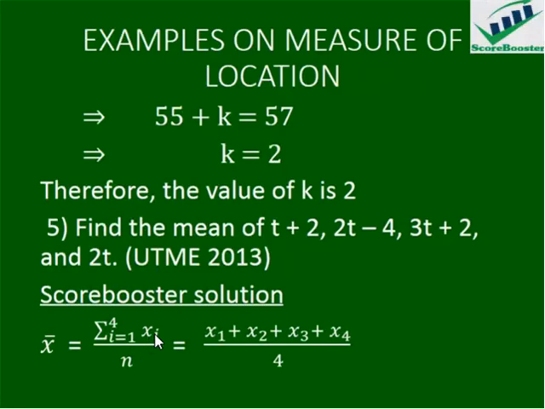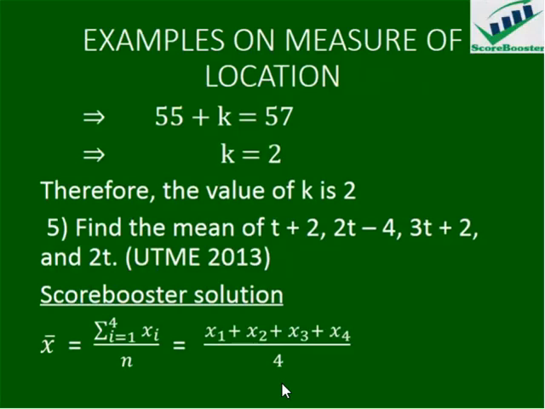So this, if you should expand it, we have the first one when i is 1, x1, plus we increase i by 1, x2, up to the last item, x4, and the total number of items in the set of data is 4. So what is the value for x1? t plus 2. The value for x2, 2t minus 4. The value for x3, 3t plus 2. And the value for x4 is 2t.